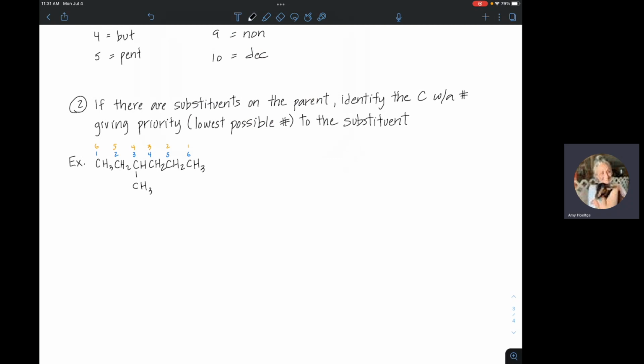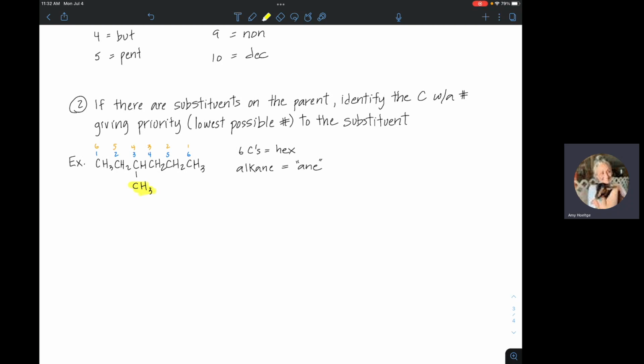Now you've identified that you have some kind of a hexane, right? So that's going to be the parent. I have 6 carbons, so we'll just take this one step at a time. 6 carbons, hex. I have an alkane, so the suffix is going to be ane, but there is a methyl group dangling off this thing, and we have to let someone know what carbon it's on.